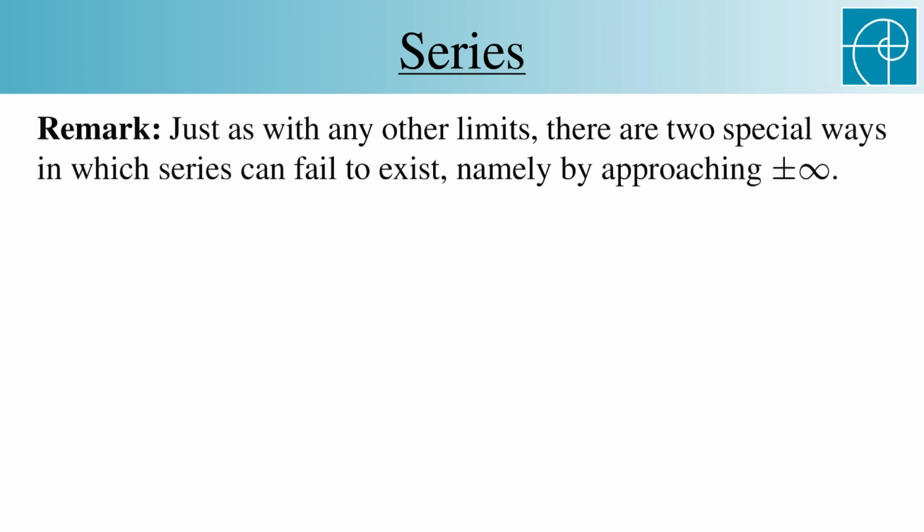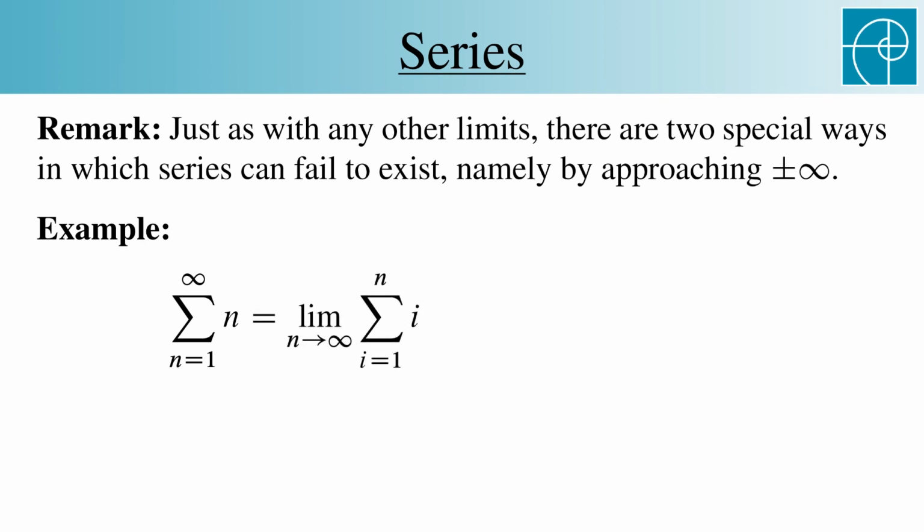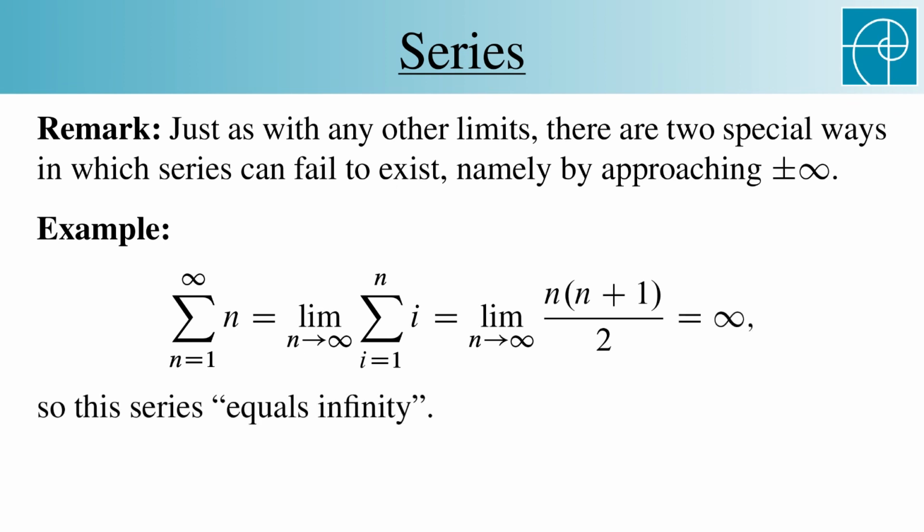A final remark. Just as with any other limits, there are 2 special ways in which series can fail to exist, namely by approaching plus or minus infinity. For example, let's consider the series whose terms are the positive integers in ascending order. Then the limit of the partial sums is the limit of this expression, which diverges to infinity. So this series equals infinity. Strictly speaking, it diverges.